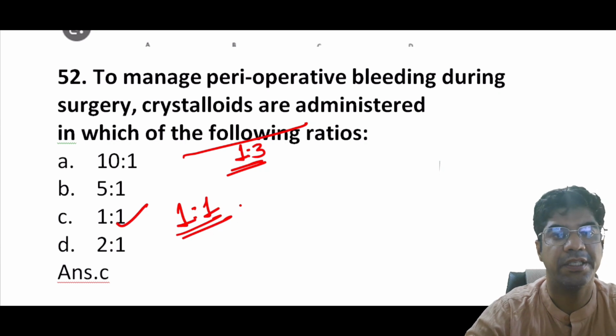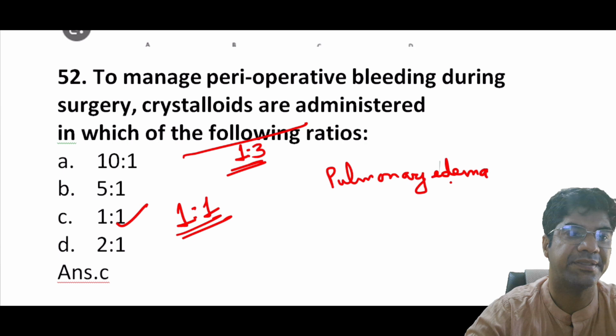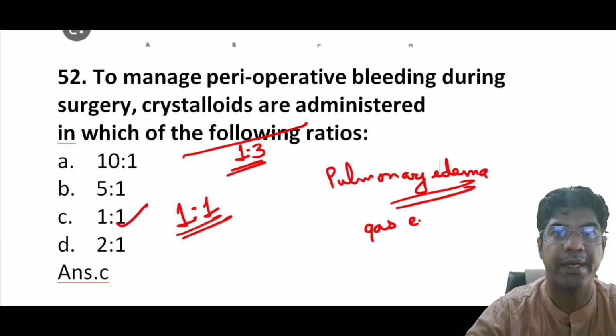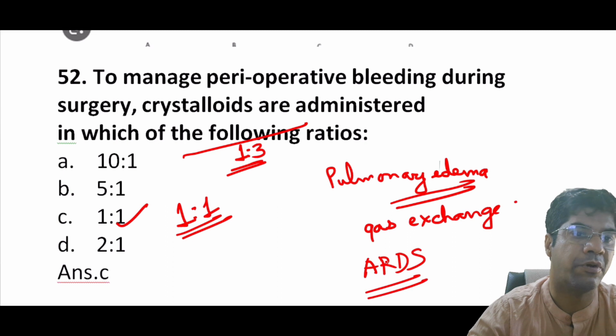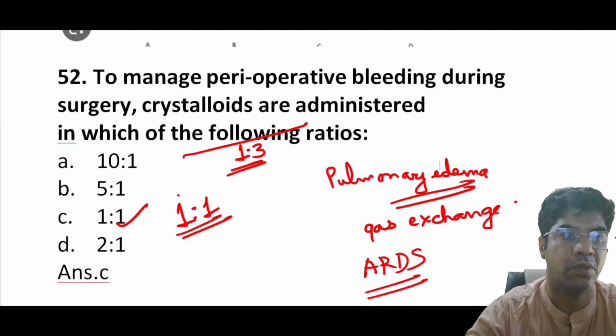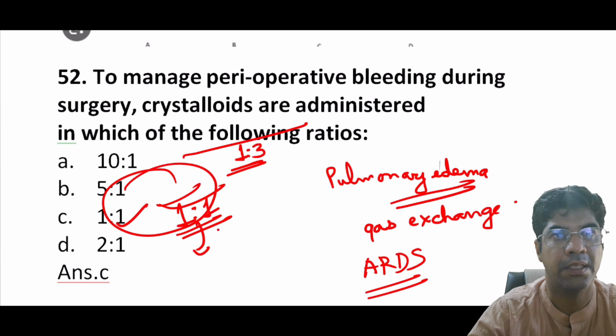So remember, lung function is an important parameter. Excessive fluid can lead to pulmonary edema that would impair gas exchange and may cause acute respiratory distress syndrome. So by reducing the volume of crystalloid to a 1:1 ratio, it is expected to minimize the risk of fluid overload and prevent edema in the lungs.